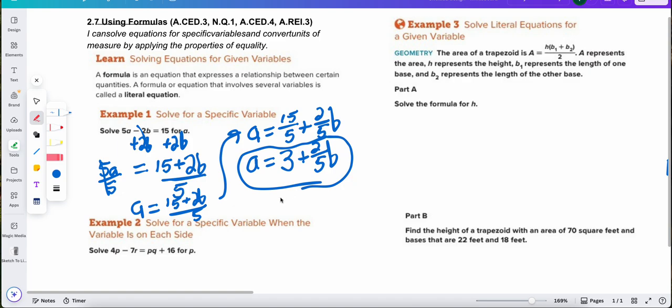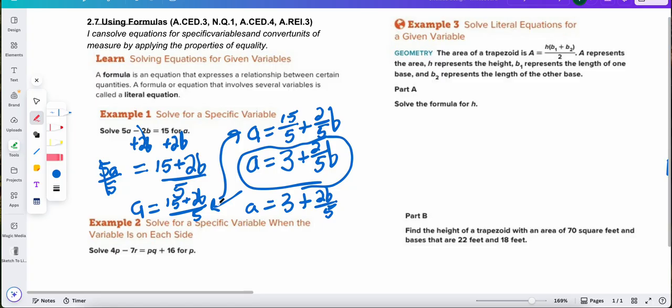You also could have written it as 3 plus 2b over 5. That is also acceptable. And technically, this version over here would also be acceptable. It's just you didn't end up dividing each thing by 5.